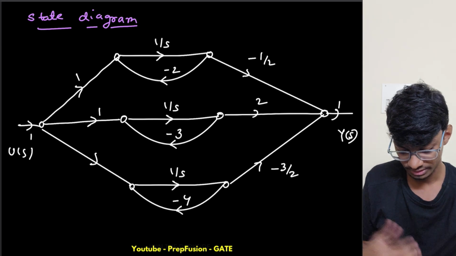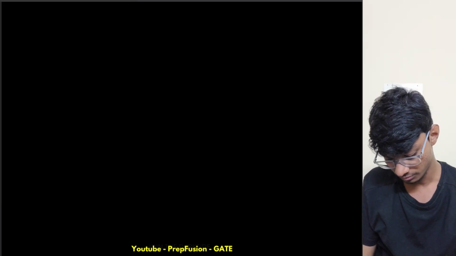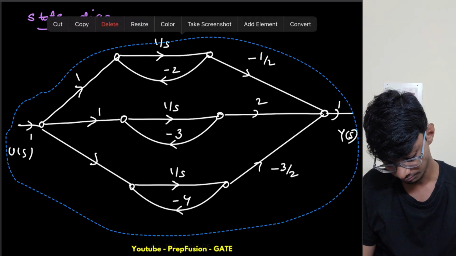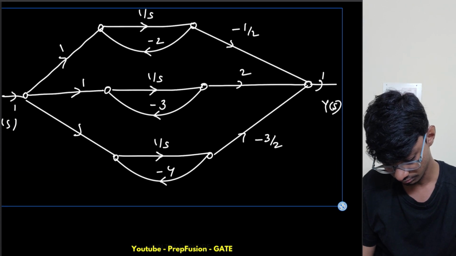So yeah, this was the state diagram. Now let's do the state space representation basically. If I do the state space representation, I have to remove these indicators, right, and write the state variables basically.